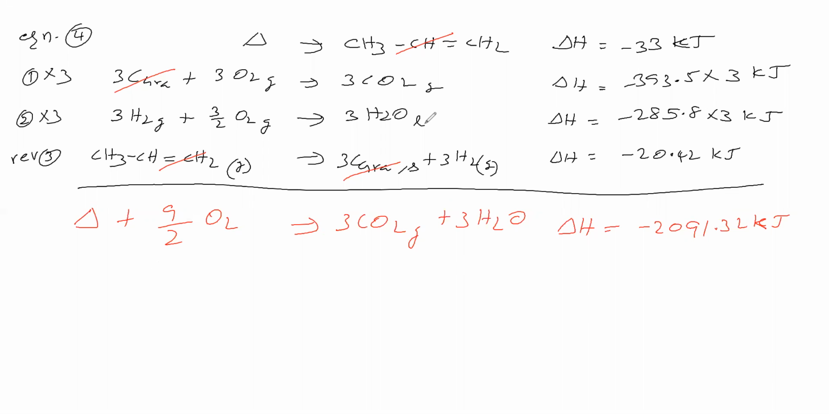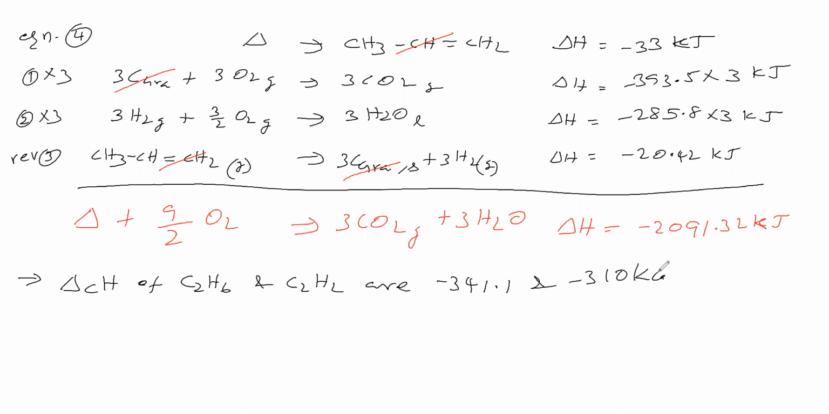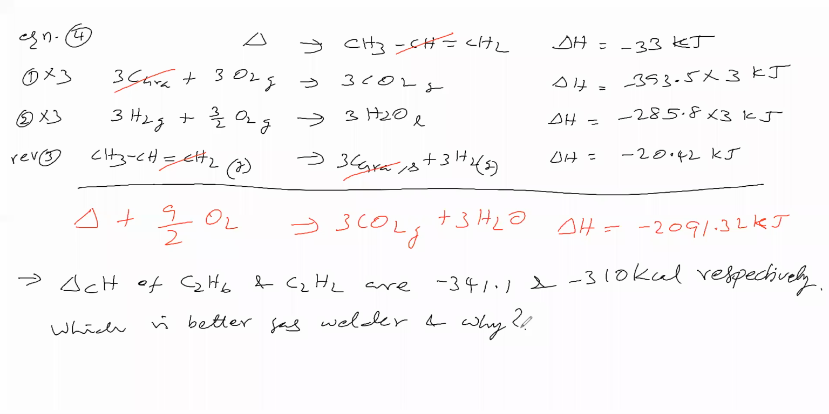Next sum we will take. Next sum we are taking: delta H for combustion of ethane and ethyne, that is acetylene, are minus 341.1 and minus 310 kilocalories respectively. Which is a better gas welder and why?